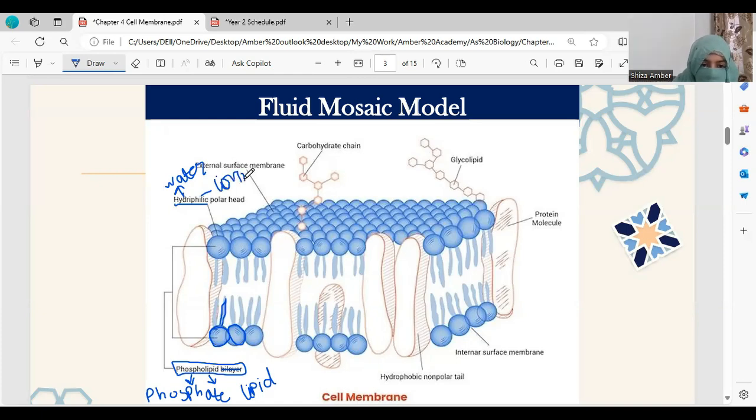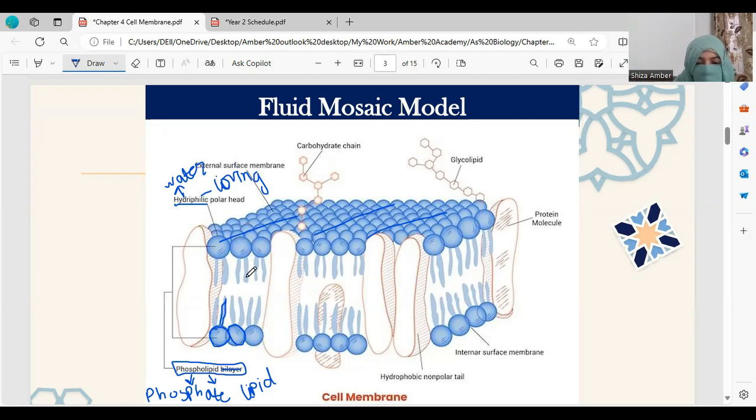Hydrophilic means water loving. So the phosphate head is hydrophilic in nature, which means it is water loving. These heads are made up of phosphate. All these heads in blue color are made up of phosphate and they are hydrophilic, which means they are water loving. And then we have two lipid layers projecting out from the same phosphate head.